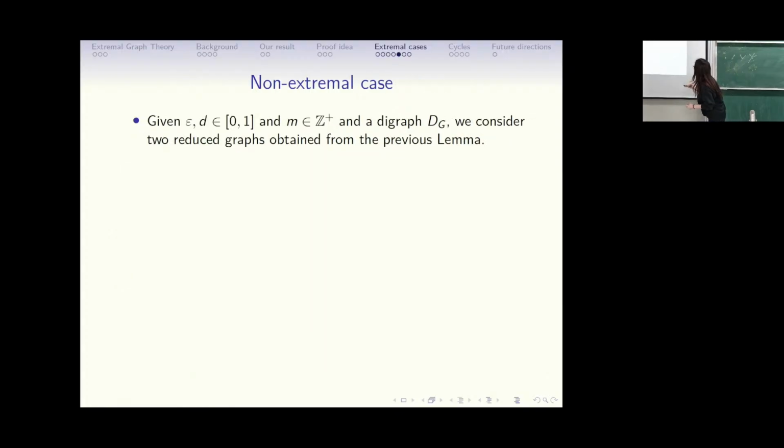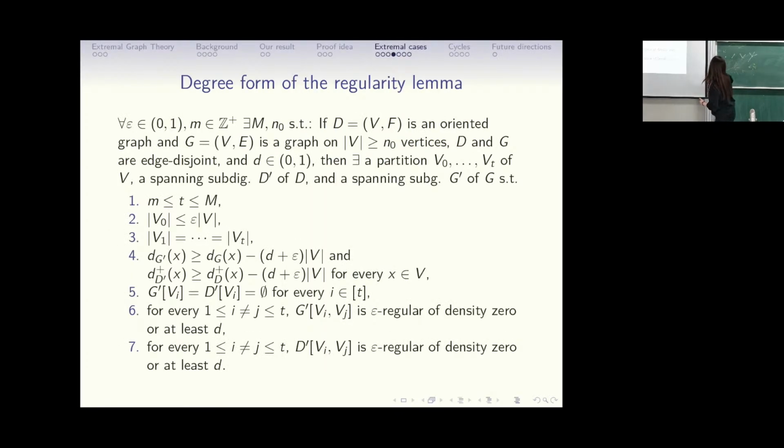So pretty much you have all the edges going in one direction in a random behavior between two parts. And then later, I tried to find the history, but I wasn't able to find a very original one for this degree form. But there are a lot of versions of the degree form as well. For example, you can see a survey by Kühn and Osthus.